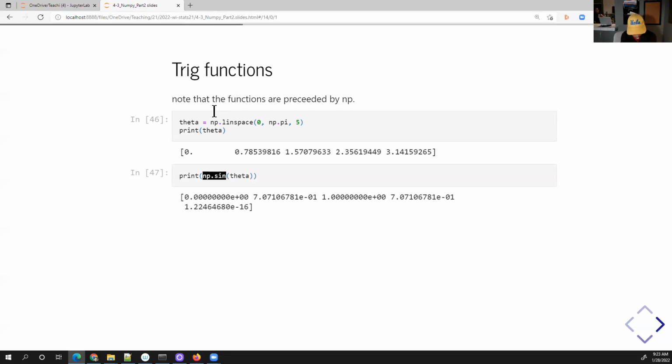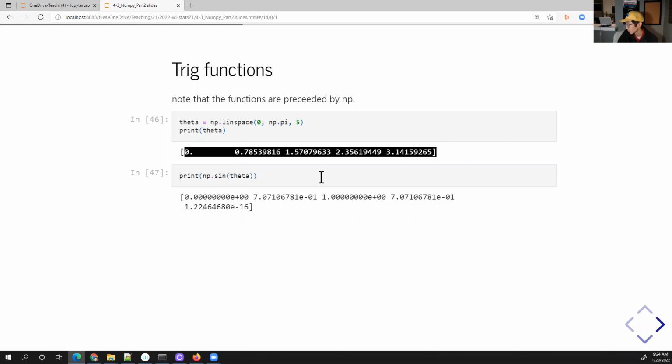Now, these trig functions also exist in the math library, so we could also import math and do math.sine. But if you are dealing with NumPy arrays, all of these NumPy functions have been optimized to work with NumPy arrays. I'm worried I'm going to tell you something wrong, but you could use math.sine and it will work. But the NumPy functions have all been optimized to work with NumPy arrays, so you'll get faster performance. And so you can call the sine function on this array of theta values.